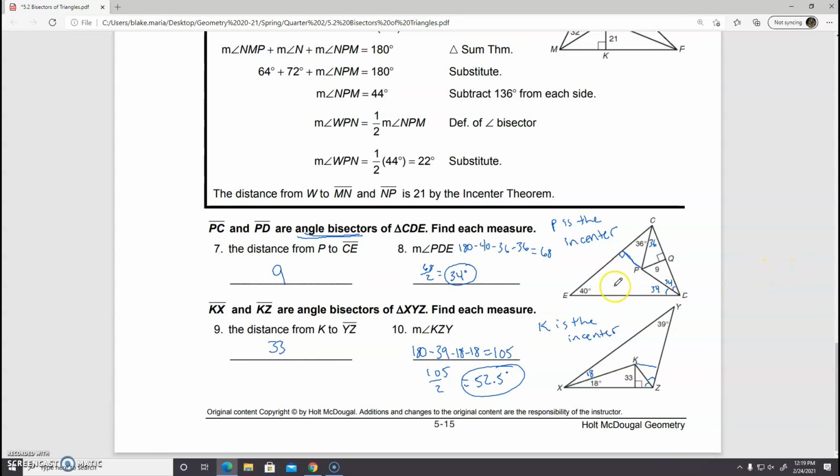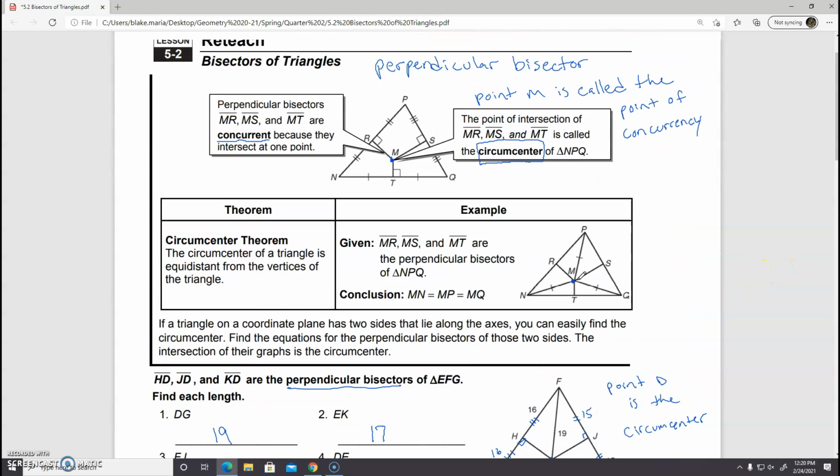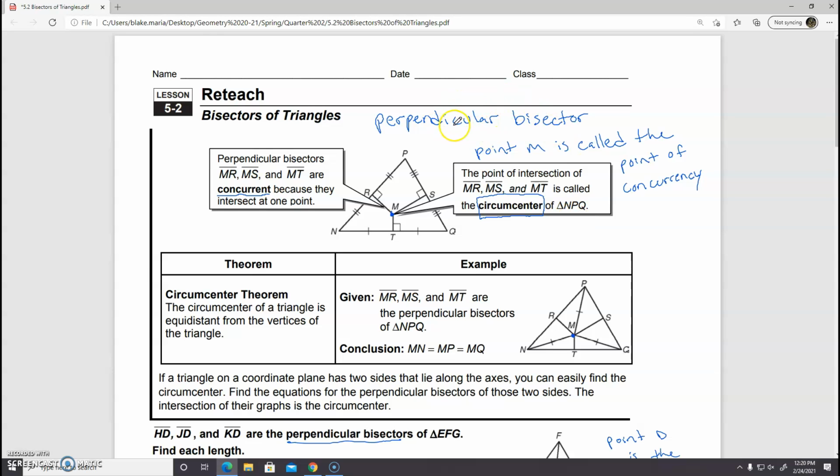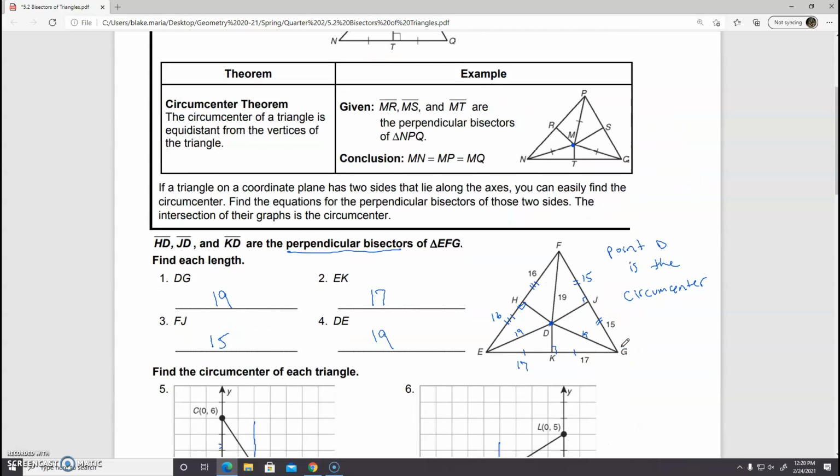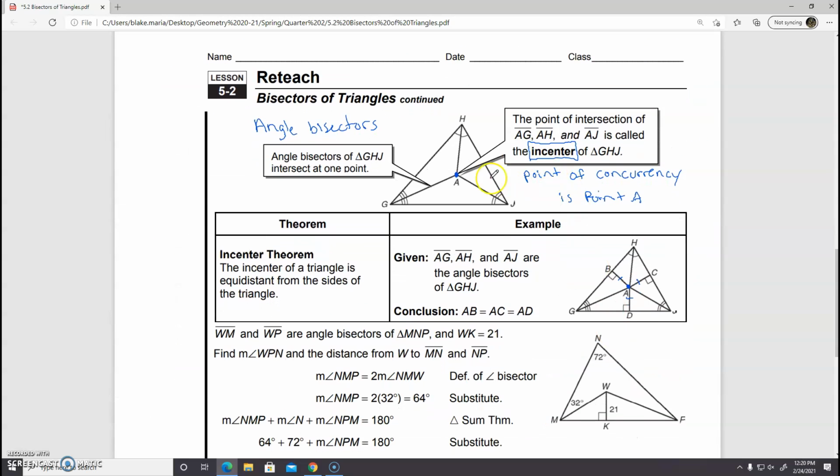So just a quick recap before you get on to your homework. Perpendicular bisectors all cross at the circumcenter, and the circumcenter is equidistant to every vertex. Angle bisectors all cross at the incenter, and the incenter is equidistant to every side.